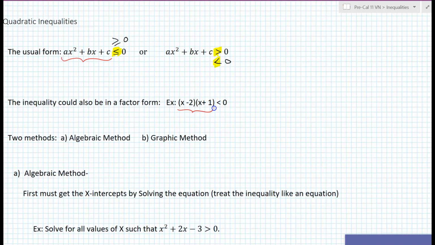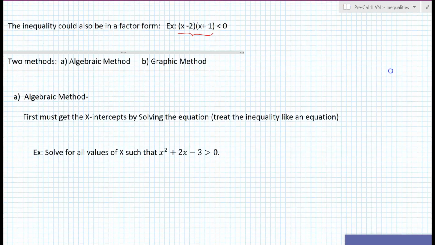If it shows up in a general form, the x squared plus bx plus c form, then you need to go ahead and use whatever method you're comfortable with to solve for the x or the x-intercepts. Okay, so that's the first thing. There are two methods of solving. One is the algebraic method, the other one is the graphic method. So I have both set up here for you to look at.